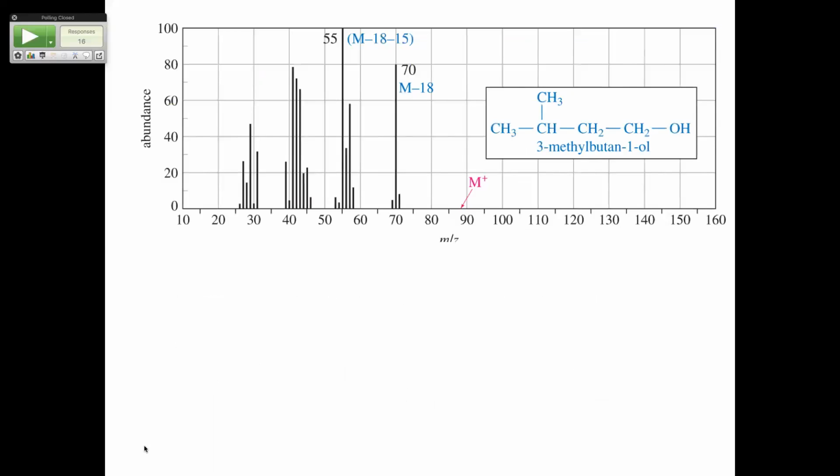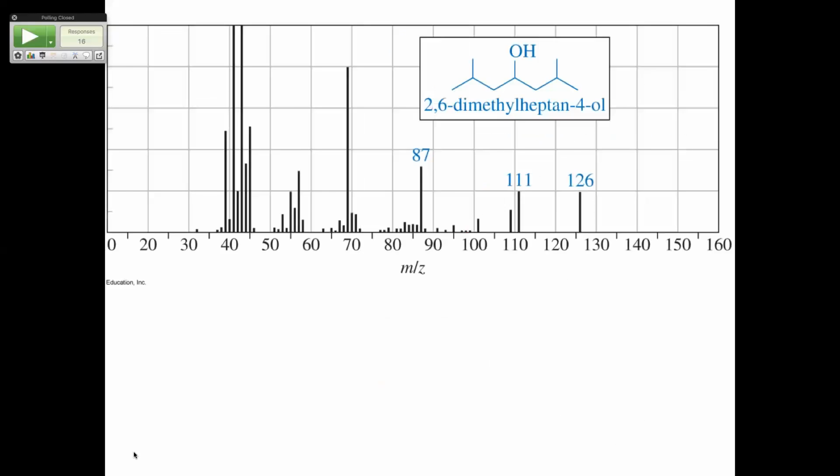Now what is this? That's what we already did. We already saw that, didn't we? Yeah, that was the order. Yeah, it was that other one. Okay, how about this one? 2,6-dimethylheptane for all.